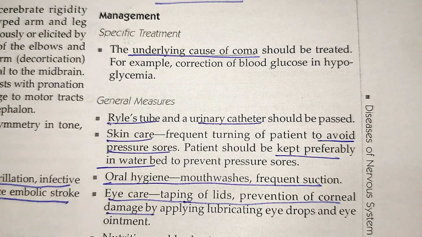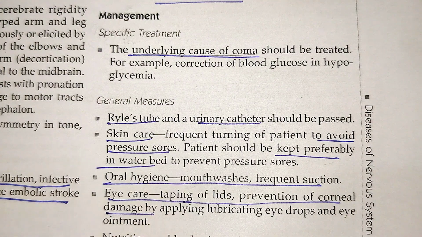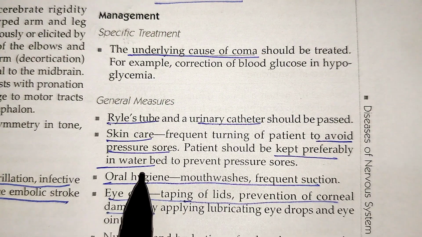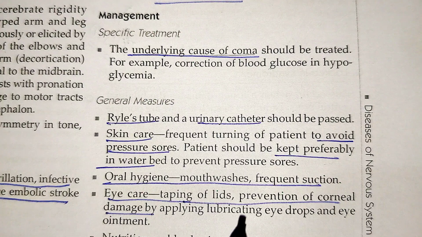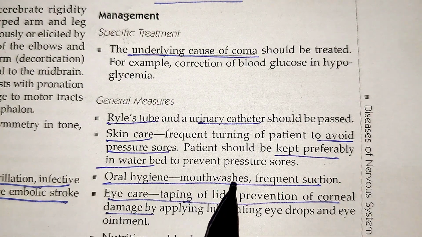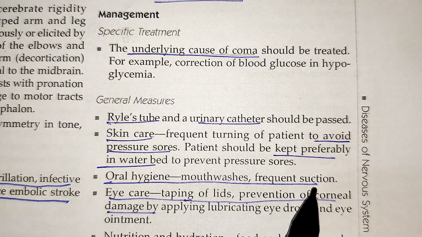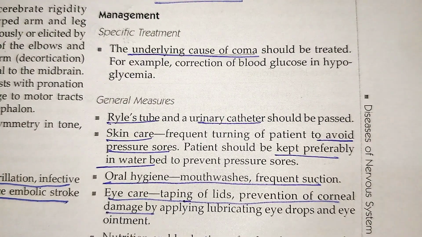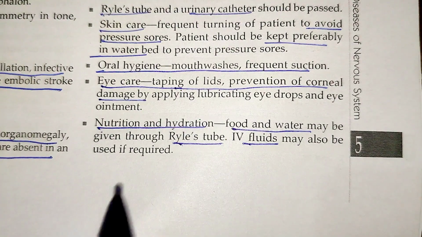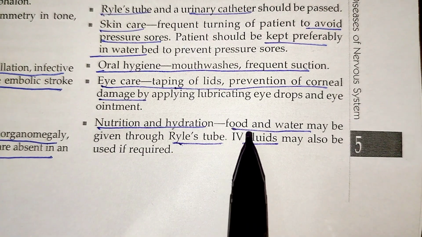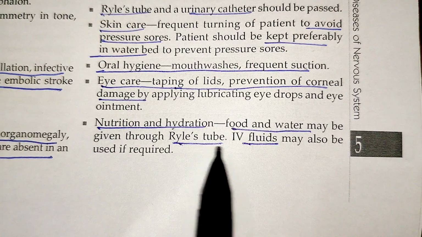In general measures, we have to place a Ryle's tube and urinary catheter. Then skin care should be given. We should frequently turn the patient to avoid bed sores or pressure sores, and the patient should preferably be kept on a water bed. Oral hygiene should be maintained by using mouthwashes and frequent suction. Eye care should be taken, like taping of lids, and prevention of corneal damage by applying lubricating eye drops and eye ointments. Nutrition and hydration by food and water may be given through the Ryle's tube. IV fluid may also be used if required.